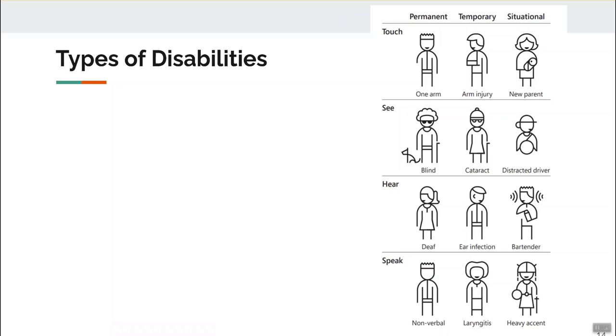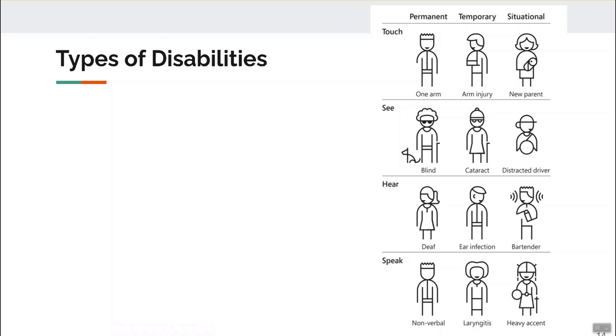With hear and bartender, that's a situational disability. He's in a loud location, like a bar, and when he leaves the bar, his hearing will go back to what it normally is like for him. And then we also have see and permanent, and we see that there's a person that is blind in that spot. And that's a permanent disability because that's something that very likely that person will live with for most of their life.